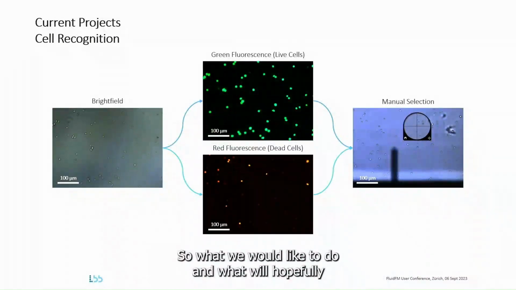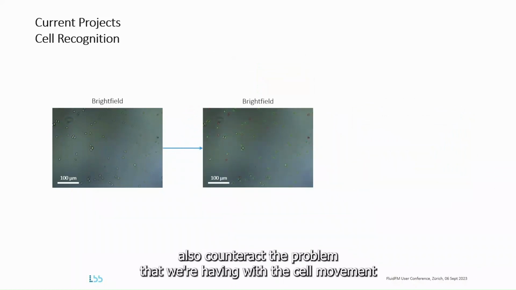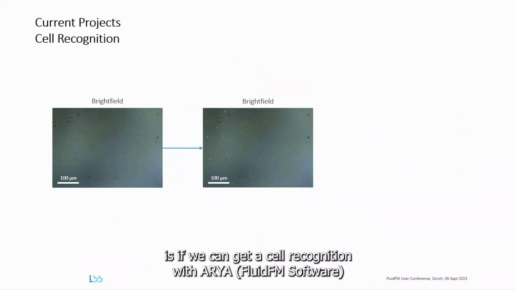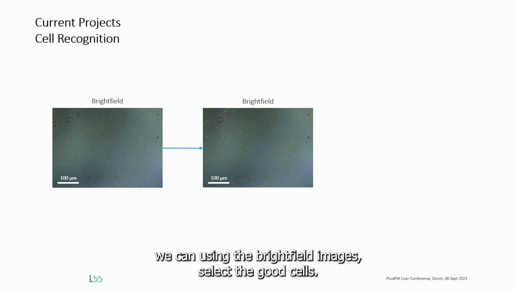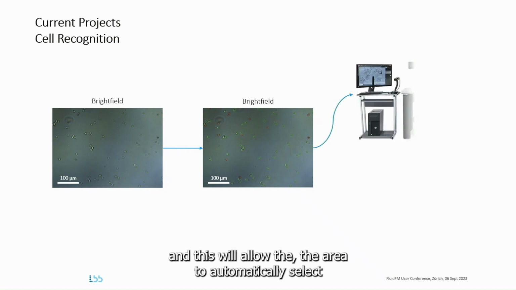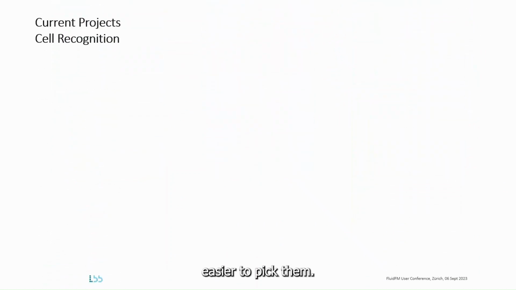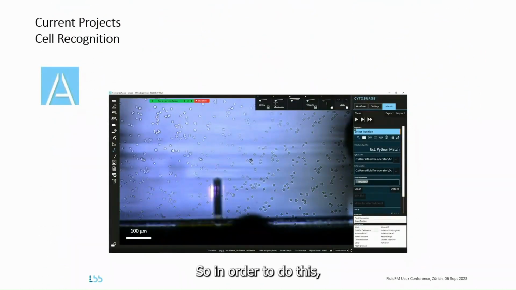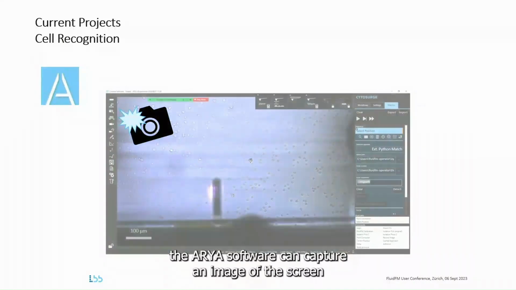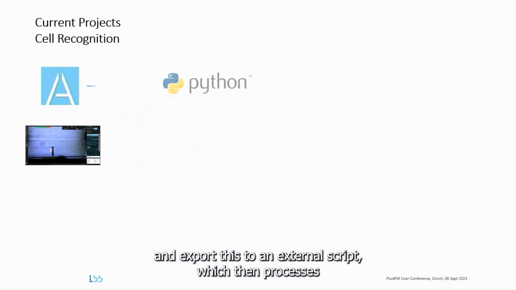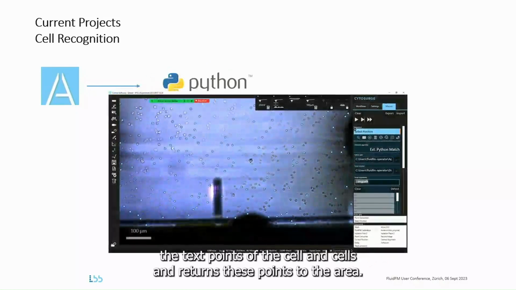So what we would like to do, and what will hopefully also counteract the problem that we're having with the cell movement, is if we can get a cell recognition with the ARIA, we can, using the bright field images, select the good cells, and this will allow the ARIA to automatically select the cells that we want, which will make it a lot easier to pick them. So in order to do this, the ARIA software can capture an image of the screen, export this to an external script, which then processes, detects the points of the cells, and returns these points to the ARIA.